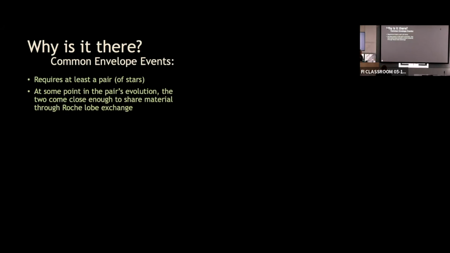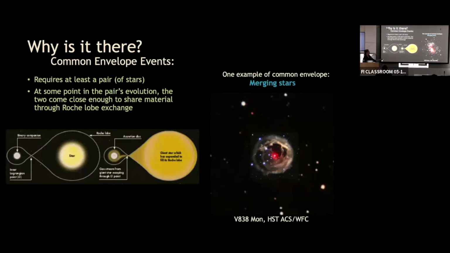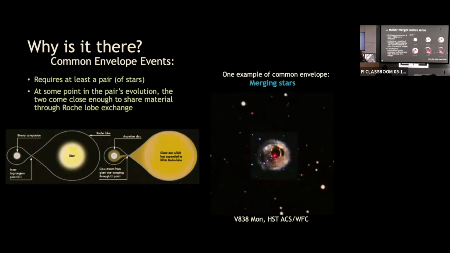Well, potentially something like a common envelope event might cause that. It would require a pair of stars, so binary stars, those are quite common. And at some point in their evolution, they would come close enough to interact and exchange material through Roche lobe exchange like this, and could eventually lead to, say, a merging or a collision of stars. And this is just one more recent example that I think Brian is very familiar with.